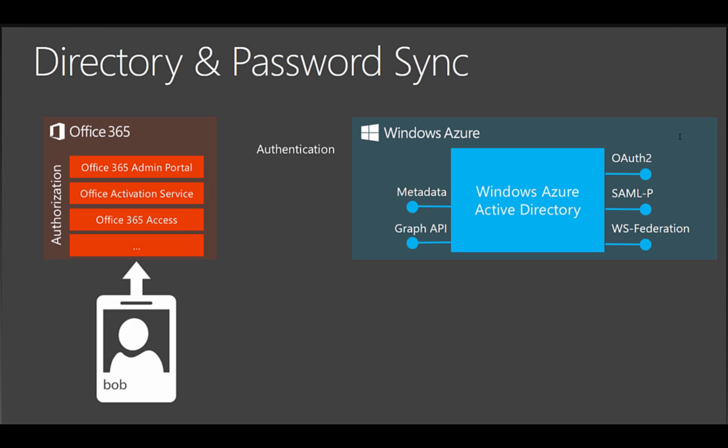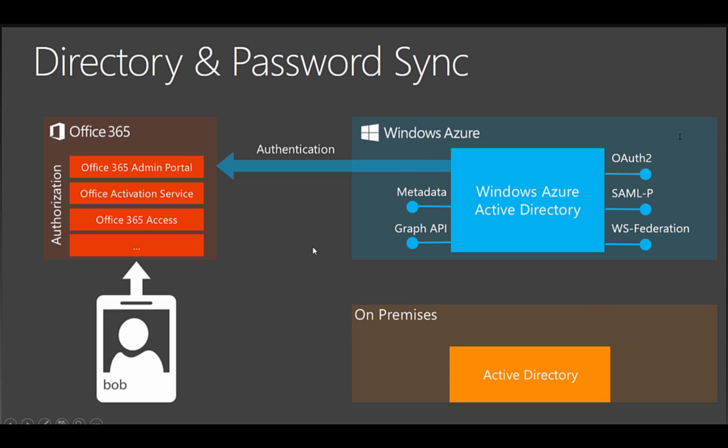Typically what we see is that Bob wants to access Office 365, but Bob already has a local Active Directory where he has an account. And so we look at directory synchronization and password synchronization. Using Azure AD Connect and Azure AD Sync as part of Azure AD Connect, we can synchronize local accounts into Azure Active Directory. This provides two benefits.